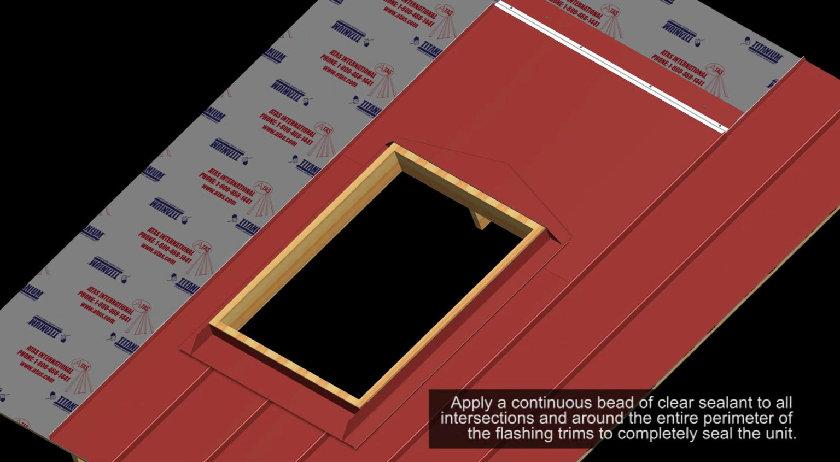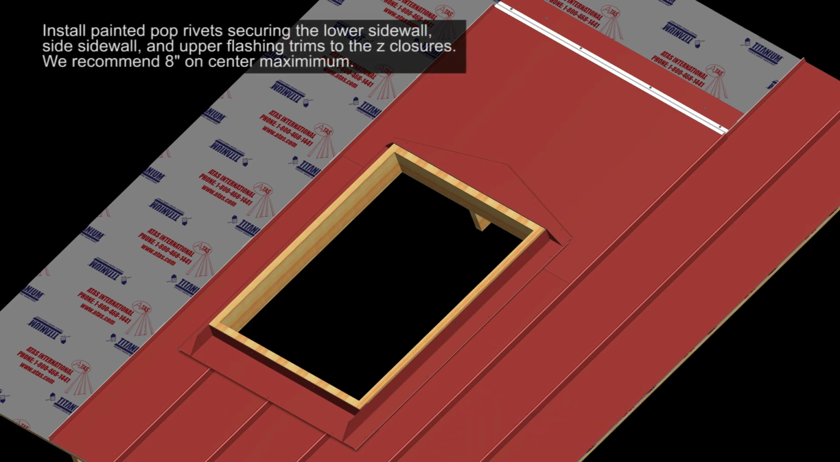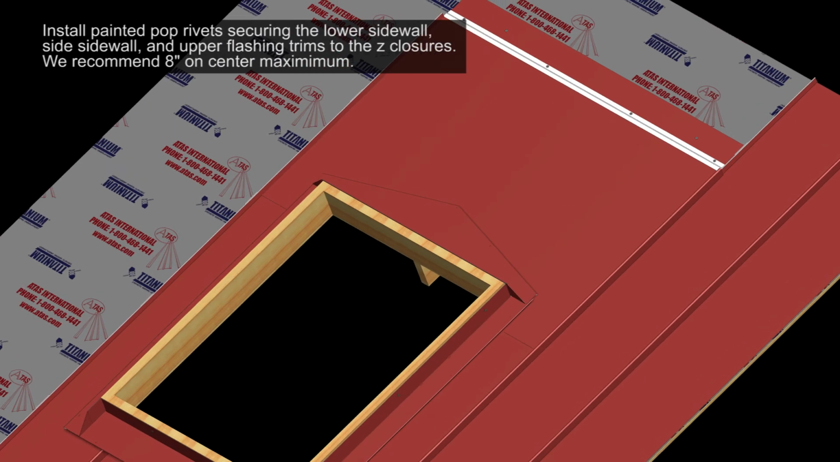Apply a continuous bead of clear sealant to all intersections and around the entire perimeter of the flashing trims to completely seal the unit. Install painted pop rivets securing the lower sidewall, side sidewall, and upper flashing trims to the Z closures. We recommend 8 inches on center maximum.